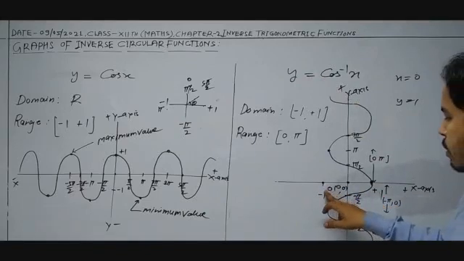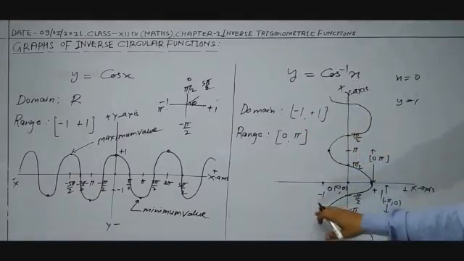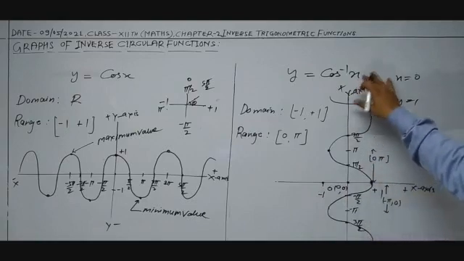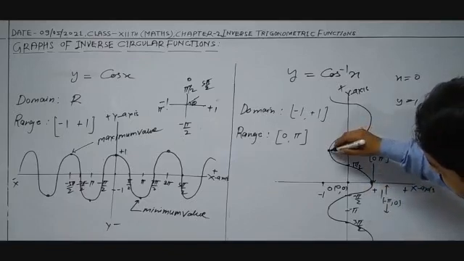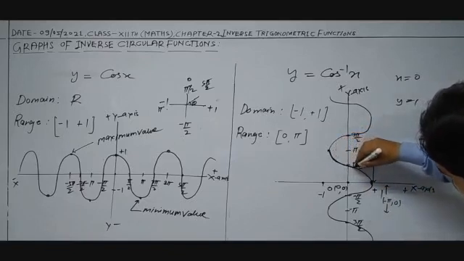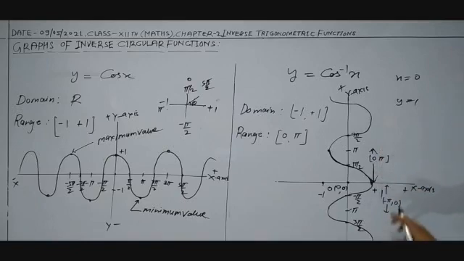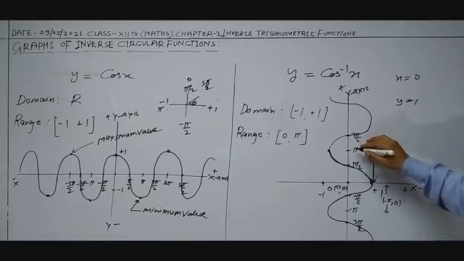We have to set the values from minus 1 to plus 1 on the x axis, and we keep the values from minus 1 to plus 1 for x, and for y the restricted range, which is this S shape. So this is from 0 to pi. 0 to pi is the restricted range. Similarly, the range can be from minus pi to 0 also.